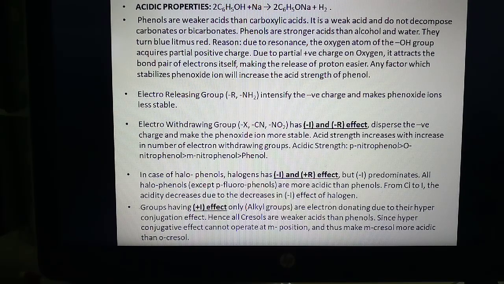So a question usually comes in your question papers asking why metacresol is more acidic. Students, please see the last line. You will just say all cresols are weaker acids than phenol, but since the hyperconjugative effect does not operate at the meta position, metacresol is more acidic than orthocresol.